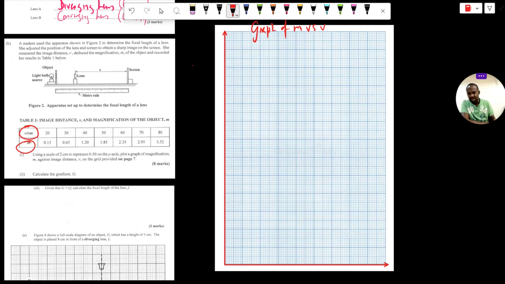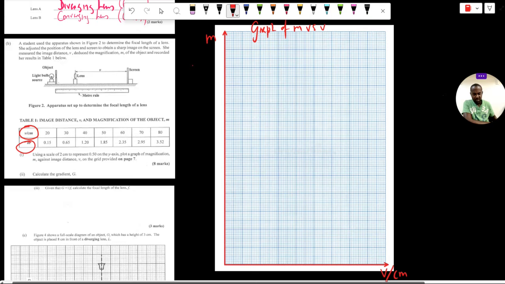That naturally tells us that magnification is going to go on the vertical axis, and image distance is going to go on the horizontal or x-axis. So here we have magnification M, which doesn't have any units, and here we have the image distance V in centimeters. Now we're specifically told what scale to use for the vertical axis. We're told to use a scale of 2 cm to represent 0.50. So every 2 centimeters we're going to label with 0.5 increments.